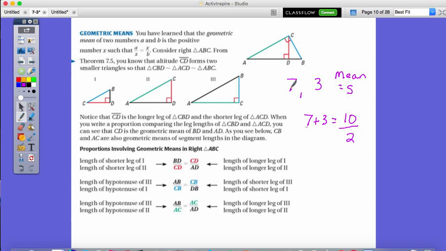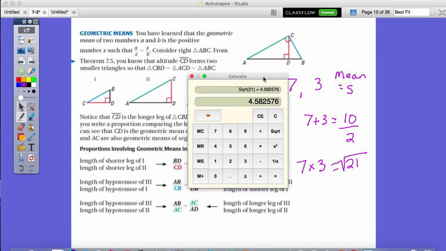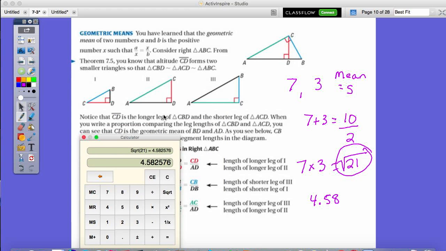Now, to find the geometric mean, you would take those two numbers, but multiply them, you get 21, and then take the square root. So, roughly the square root of 21, the geometric mean is 4.58. Or 7 and 3 are the factors of 21, so in simplest radical form, it would be radical 21. So once again, a geometric mean is actually you take two numbers together, you multiply them, and you take the square root.